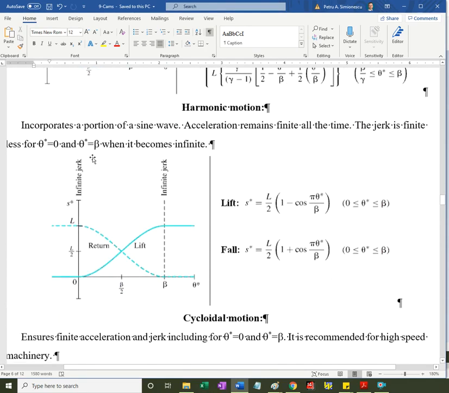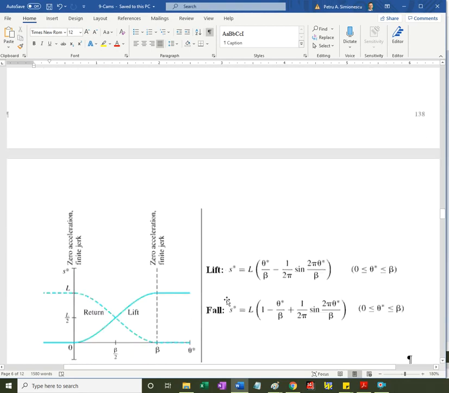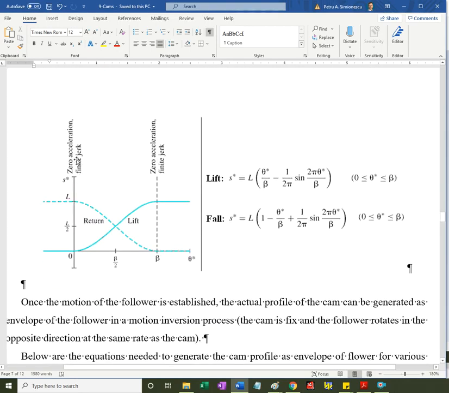Harmonic motion. This one provides infinite jerk, finite acceleration. The jerk is infinite at the beginning and the end of the follower motion. And these are the equations for the lift and for the return, for the fall. Cycloidal motion, this one is producing finite jerk, zero acceleration. Before, the acceleration was finite but not zero. And yeah, you'd say this is a good candidate for high-speed cams.